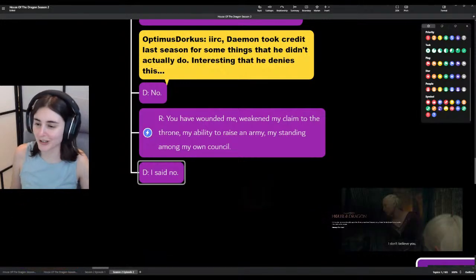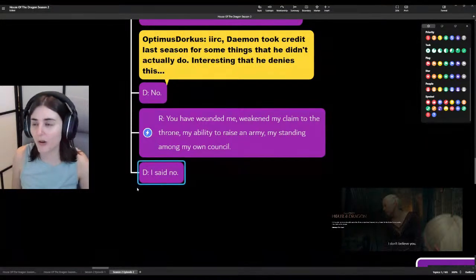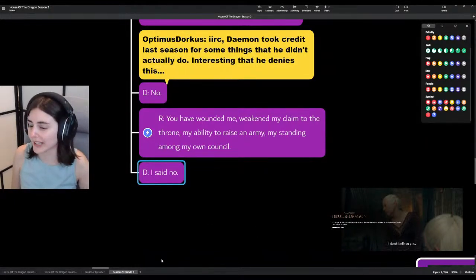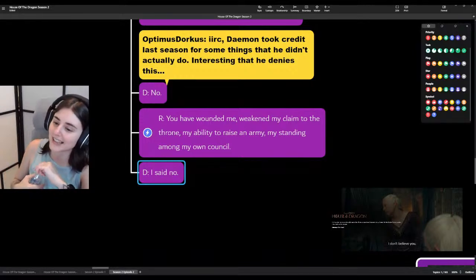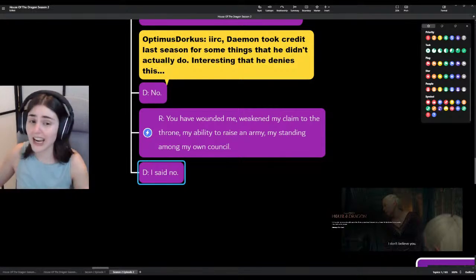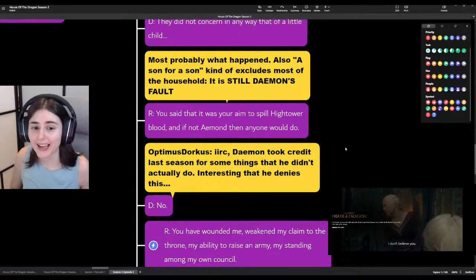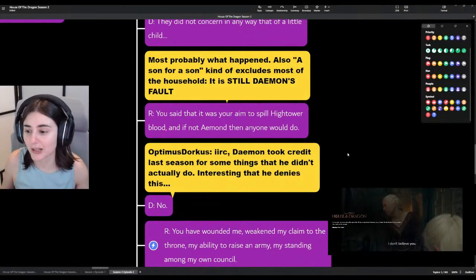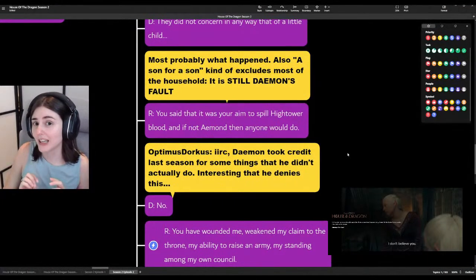Yes, Damon is innocent because why? Because he's sexy, so it's fine. I said no. Oh, he said no, all assertive and masculine. We have to believe him, Your Honor. When have we seen Damon lie? Well, he does lies of omission. Okay, that's still a lie. Because yes, he technically didn't say, if not Aemond, then any blood would do. Hightower blood would do. He did say that, but he didn't say that exact phrase, so he'll say no.